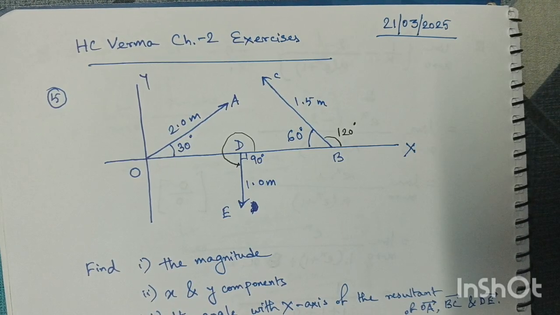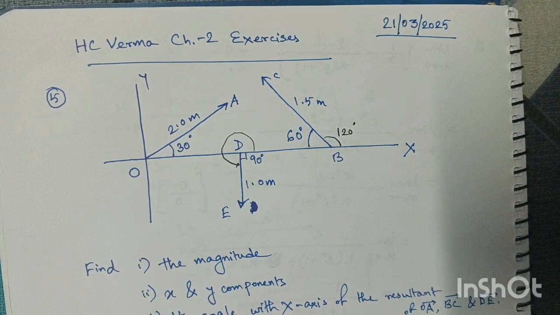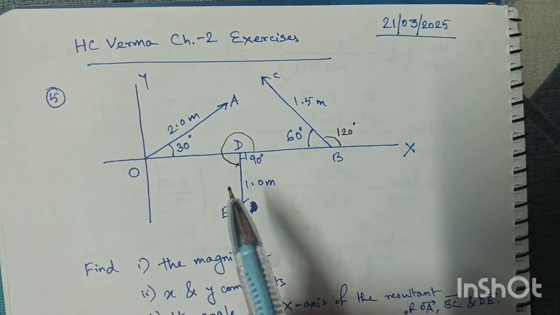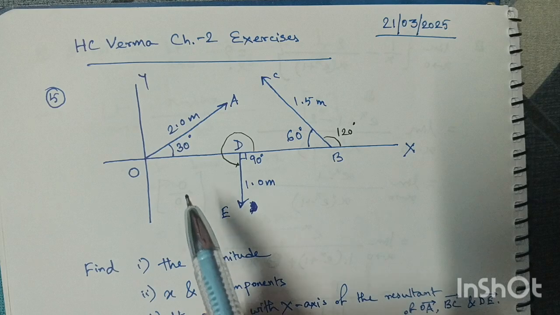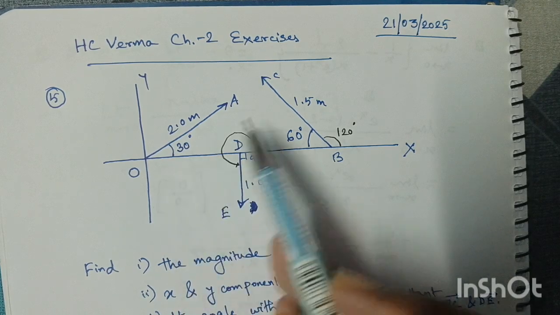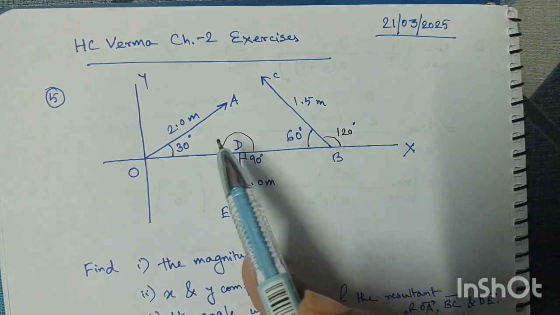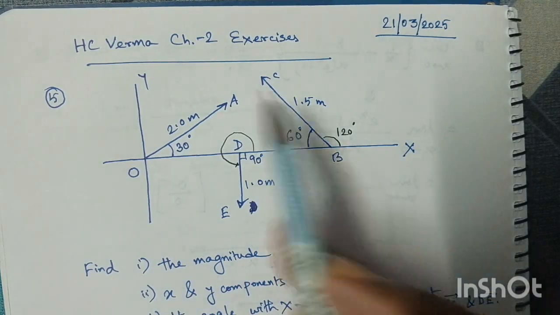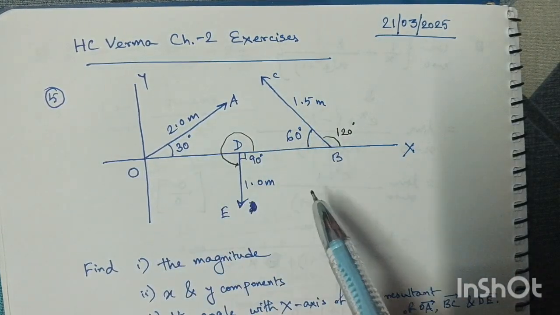Today we will work out the solutions of the problems 5, 6 and 7. So let's start with problem number 5. It says that three vectors are given, namely OA, BC and DE, with this kind of orientation as shown in the figure.